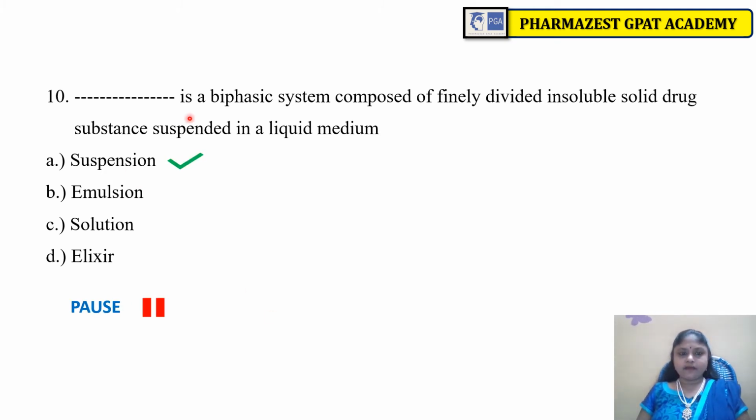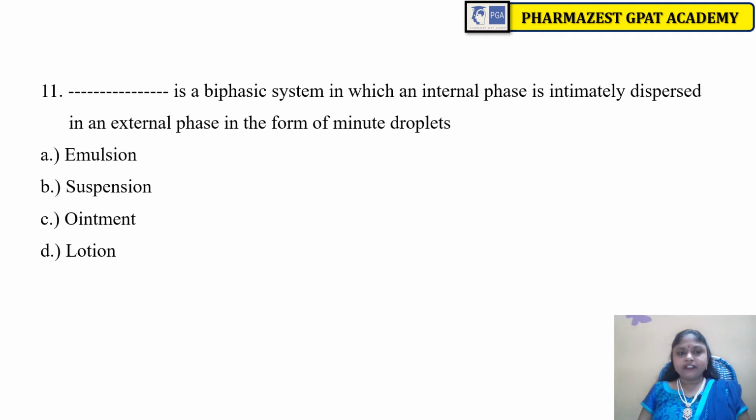So suspension is a biphasic system which is composed of finely divided insoluble drug substance suspended in a liquid medium. Okay, so you have to understand the difference between suspensions and emulsions. Both suspensions and emulsions are biphasic systems. Suspension has the finely divided insoluble drug suspended in a liquid medium. Now coming to the next question.